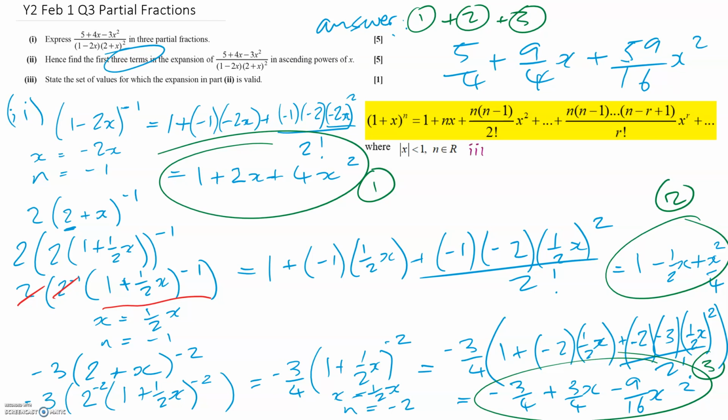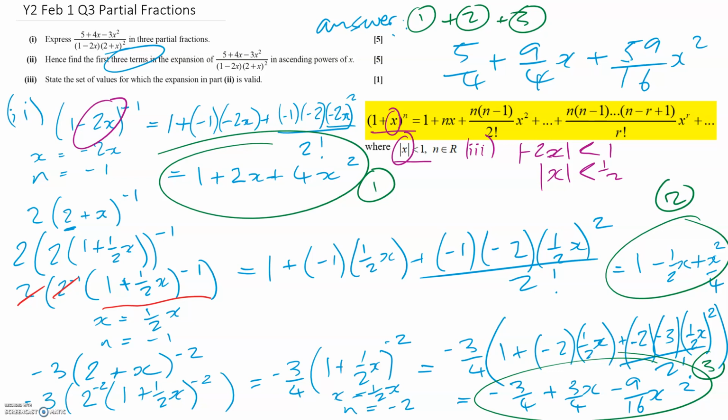Part 3, you need to remember that you can only use this expansion if the thing you sub in for x, the modulus of that, is less than 1. So in this first expansion here, that expansion only works if the modulus of minus 2x is less than 1. Now because you're doing the modulus, that minus sign doesn't make any difference. So the first expansion only works if the modulus of x is less than a half, if you just divide both sides by the 2.